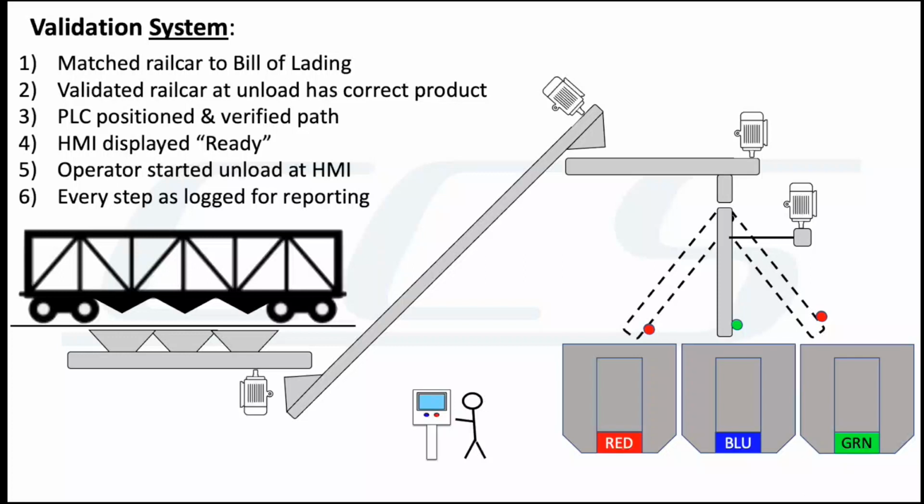Now, it's important to point out that the difference between the validation system and a procedure is that this will not let us turn on those motors to unload that rail car until we have done all this verification. So that's the difference. Even if you went to the push button and tried to start the motors, they won't start unless you have the right rail car with the right material at the right unload station and all the path is verified on the way to the destination.